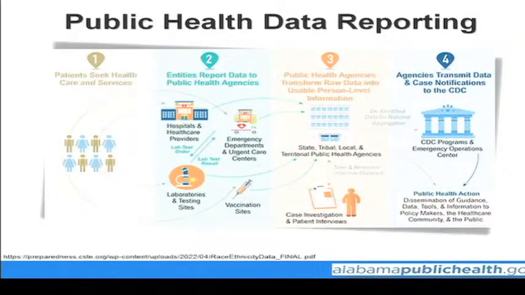This image illustrates how public health data reporting works. First, the patient will seek out health care and services. Next, the entities such as hospitals, healthcare providers, emergency departments, urgent cares, laboratories, and other testing and vaccination sites will report the data to public health agencies such as the Alabama Department of Public Health. Next, the public health agency will transform the raw data into usable personal level information. Then the public health agency will transmit data and case notifications to the CDC if it is required.